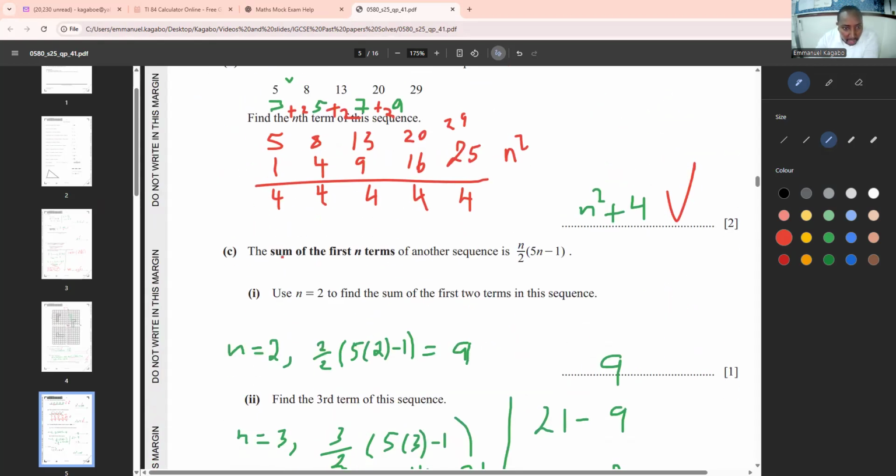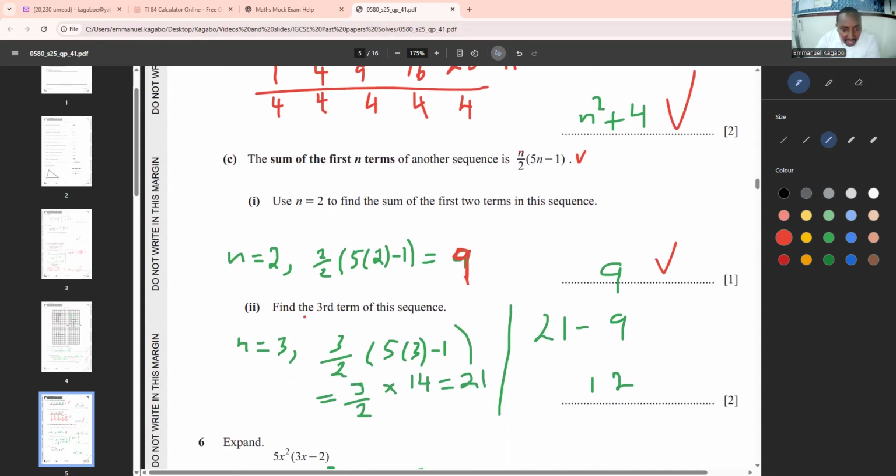Very good. The sum of the first n terms of another sequence is that. Okay. Use n equals 2 to find the sum of the first 2 terms. Okay. When n is 2, the sum of our terms is going to be 9. Substitute in the formula. N is 2, put here 2. So that's why I have 2 over 2, 5 times 2, because that's 5n minus 1. So the sum of the first 2 terms is going to be 9.